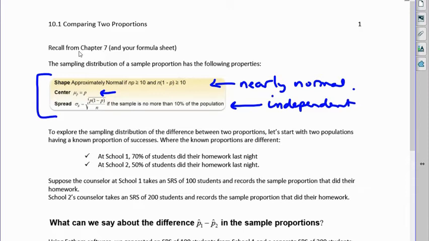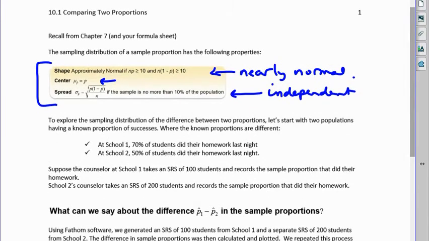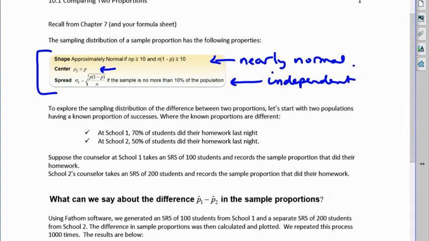So if we're trying to do a comparison of two populations, you can look on your formula sheet, and there are formulas for comparing two populations. So that's what we're working on today. So here we have a sampling distribution, and we have two populations, and we're looking at homework completion, comparing, well, North Country and Lake Region.